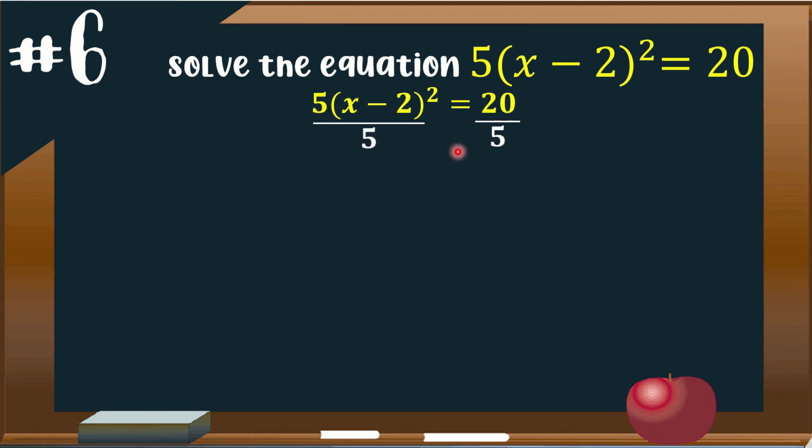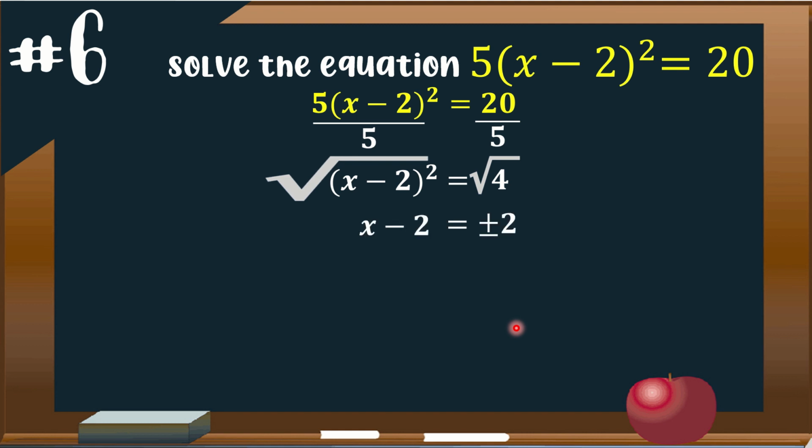Divide both sides by positive 5. Para etong dalawang to magiging 1 lang. So, invisible naman sila, hindi na makikita. And 20 divided by 5. Ano pong matitira? Matitira si quantity x minus 2 squared is equal to 4 because 20 divided by 5 is equal to 4. Next, same as example number 5, we will now extract the roots. So we have x minus 2 is equal to positive negative 2.